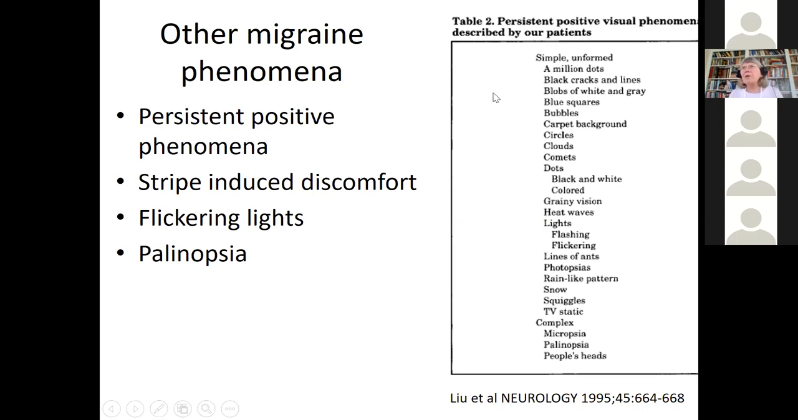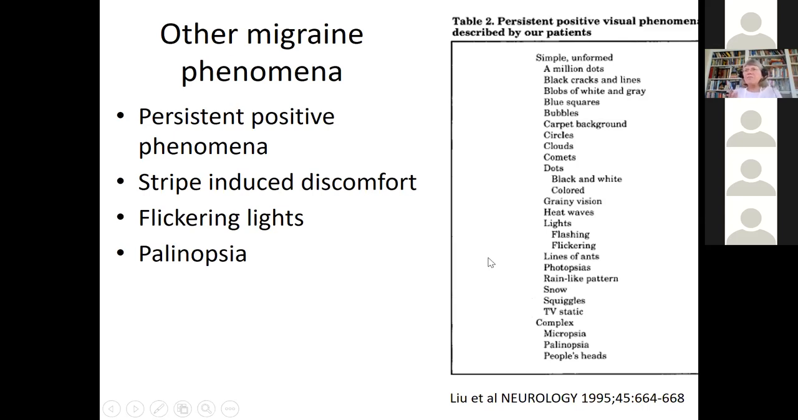Some people who have migraine are more visually sensitive than other people. They see millions of dots. They see cracked lines, blobs of white and gray, blue squares, bubbles, carpet patterns, circles, clouds, comets, greeny vision, heat waves, light flashing, flickering, lines of ants, photopsias. Photopsias are little white spots, rain-like patterns, snow, squiggles, TV static.